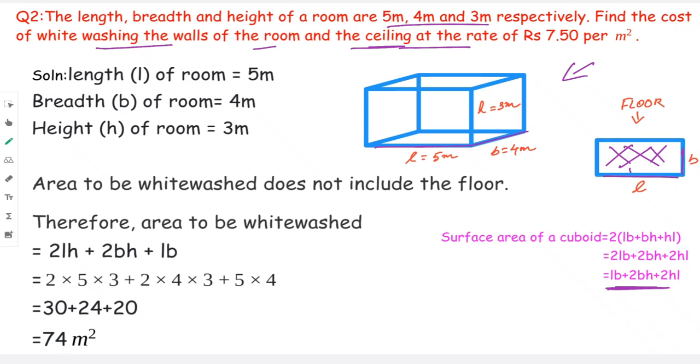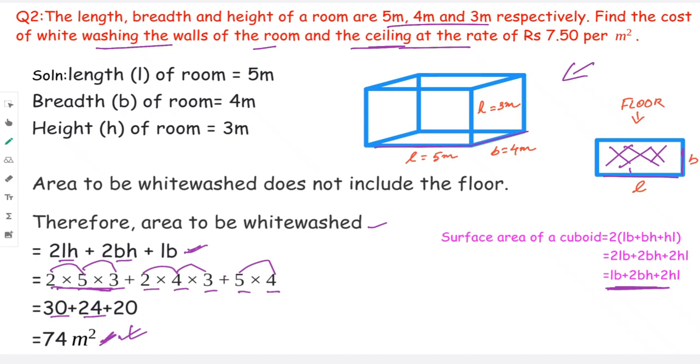Therefore the area to be whitewashed is twice length height, twice breadth height, and LB. Remember, there's no more 2 here, because only the top has been taken here. The floor is not considered. Once you're done with that, you just have to keep on putting the values. 2, then length is 5, height is 3, then 2, then breadth is 4, height is 3, then length is 5, then breadth is 4. So you multiply these 3, 2 5s are 10, 10 3s are 30. 2 4s are 8, 8 3s are 24, and then 5 4s are 20. Once you add, the total surface area is going to come out to be 74 meters square.